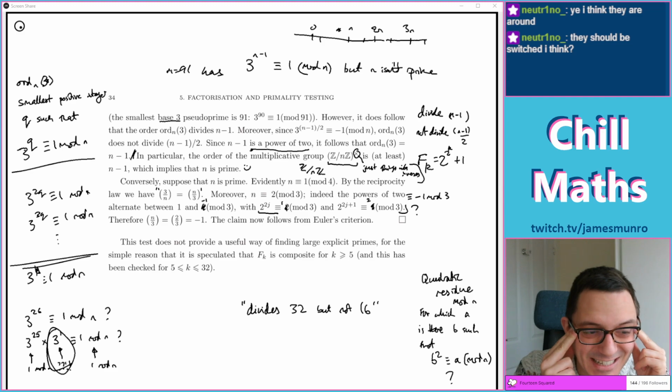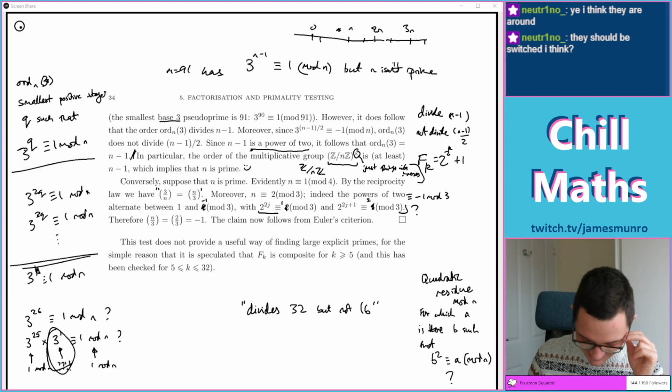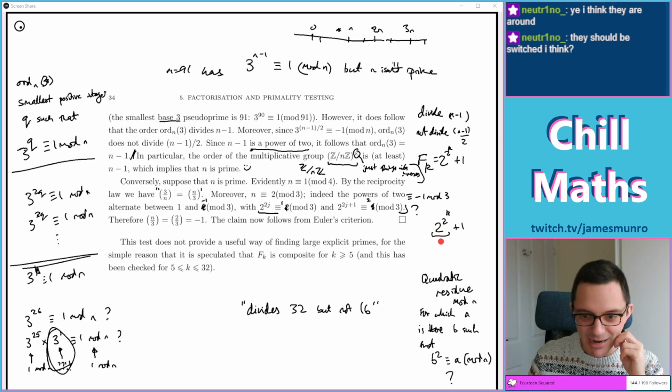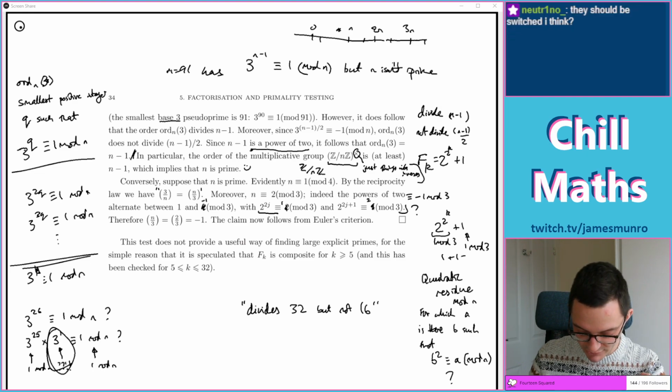I've really confused myself. So n is the number 2 to the k plus 1. So we've got this big even power of 2. When you have an even power of 2, that's a power of 4. 4 is 1 mod 3. This is 1 mod 3. This is 1 mod 3. 1 plus 1 is 2.